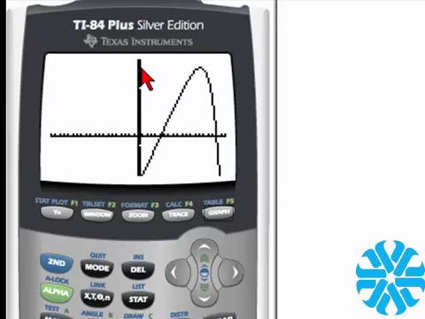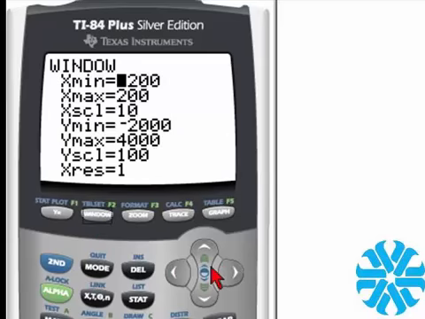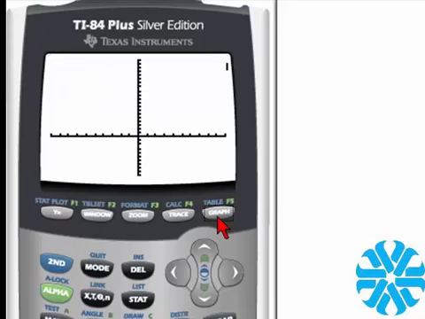Okay, so these are still a little bit cramped. So let's change the window. And let's go to scale. Let's make this, say, every 20. And let's make this every 200. Okay, let's graph that. That's a little bit better.